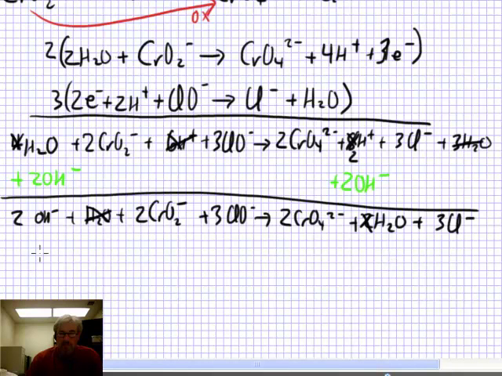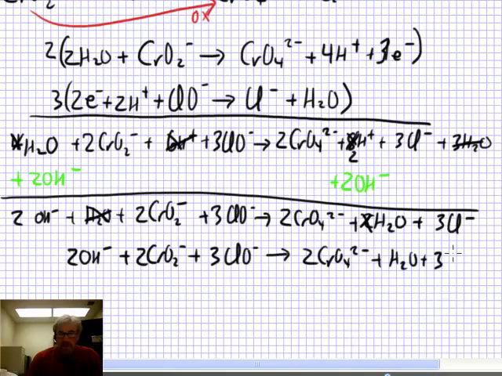I'll rewrite it for simplicity. 2 OH minus plus 2 CrO2 1 minus plus 3 ClO 1 minus makes 2 CrO4 2 minus and a water and 3 chlorides.